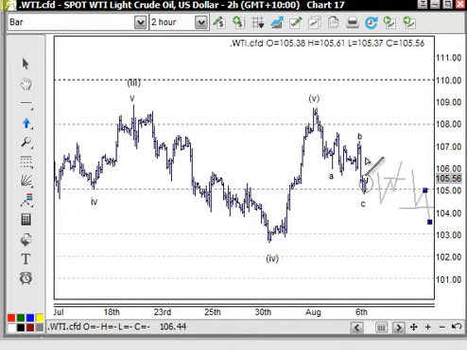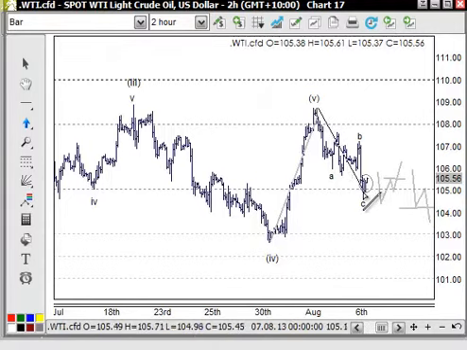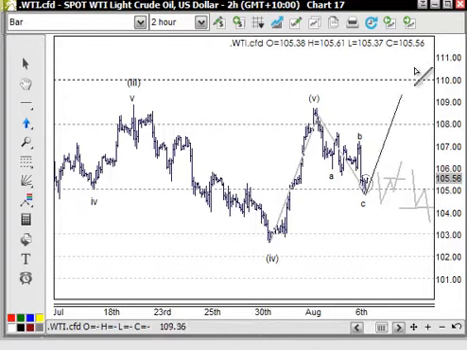So what we get here in the next move is the deciding factor. If this is going to be up for 1 and back for 2 here as an ABC, and then moving further up through there. So anyway, let's just see how that pans out.